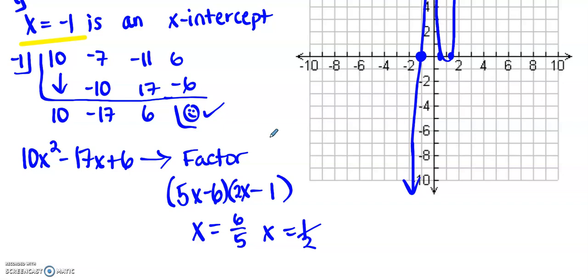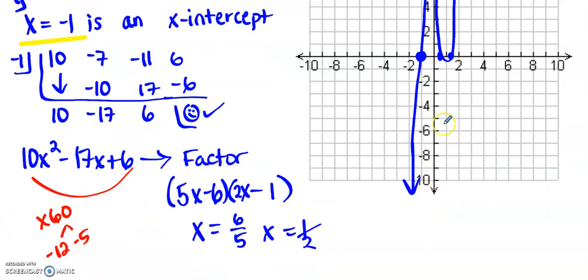So you might need to think about your split the middle situation and think about, okay, if I multiply to 60, what are some ways that I could add up to -17? And you'd have to split it with -12 and -5. And then when you group that using your split the middle method, you should still get to these same factors, which give us 6/5, which is a little bit more than 1, and 1/2. So that's right in between 0 and 1.